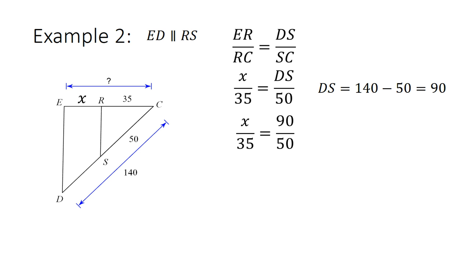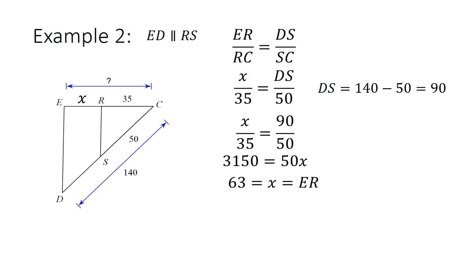And then to solve this proportion, I'm going to cross multiply. 35 times 90 is going to equal 50x, and 35 times 90 is 3,150. And then to solve this for x, I'm going to divide both sides by 50. So x is going to equal 63, which means that that is equal to ER. Now, that doesn't answer our question. We're trying to find EC, which is question mark.